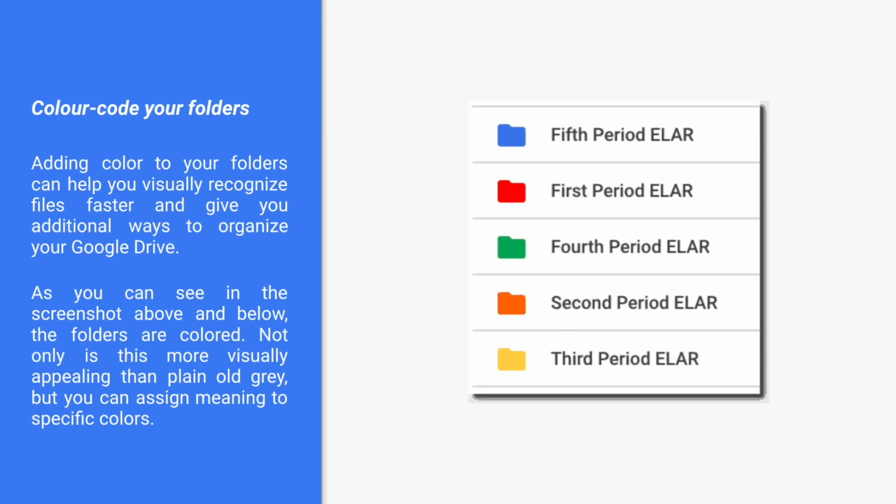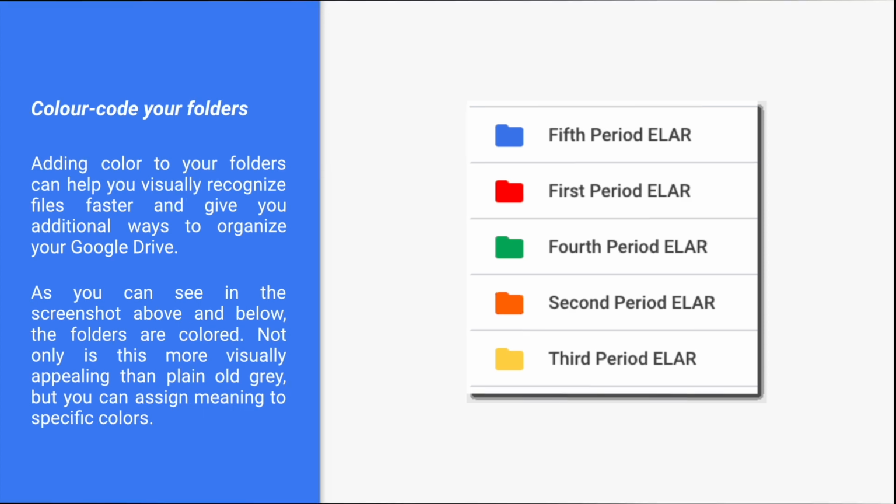Color coding your folders. This was a surprise to one member of staff. They didn't know how to do this, and it was really fun to see their face light up with excitement. But you can color code your folders. Simply do a right mouse click on the folder, and you'll have a drop-down menu of options, and one of those will be change color.